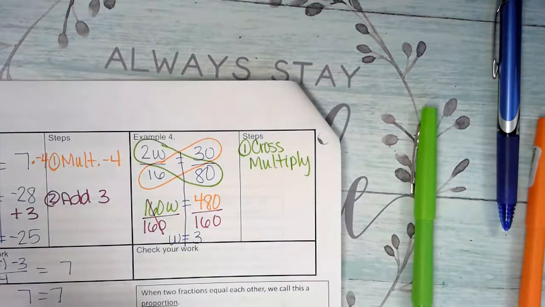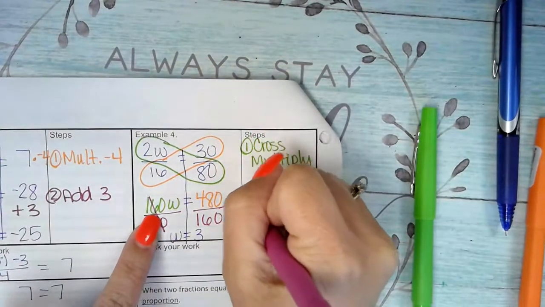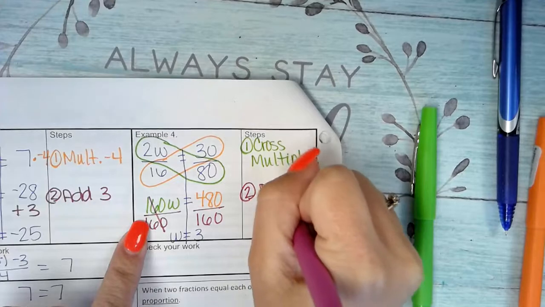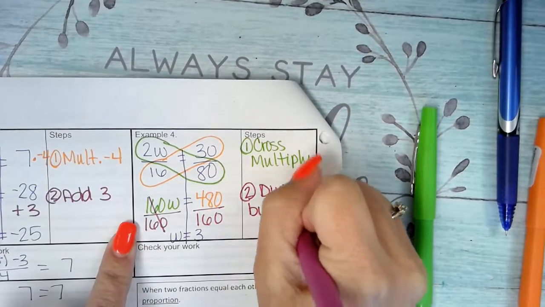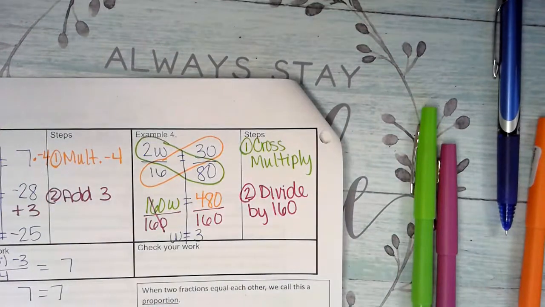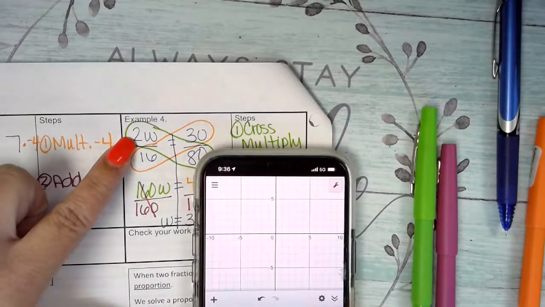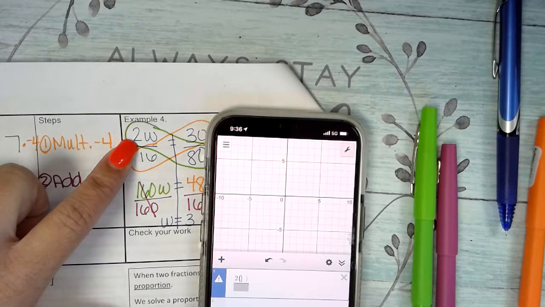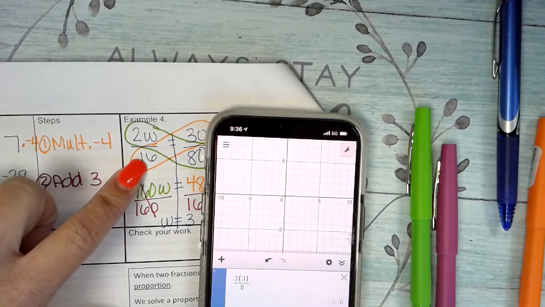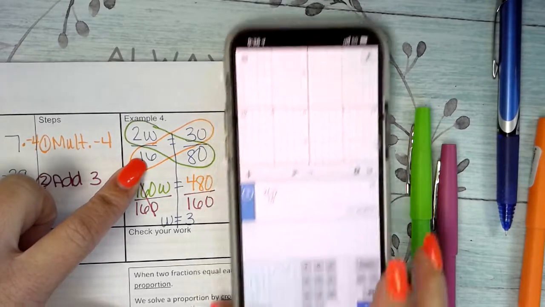And then you're going to divide by 160 to get the answer. So you can check your work on this. When I plug it in, I'm again going to use my divide button to get my fraction. 2 parenthesis 3, and then down here at the bottom is 16. So that gives me a decimal.